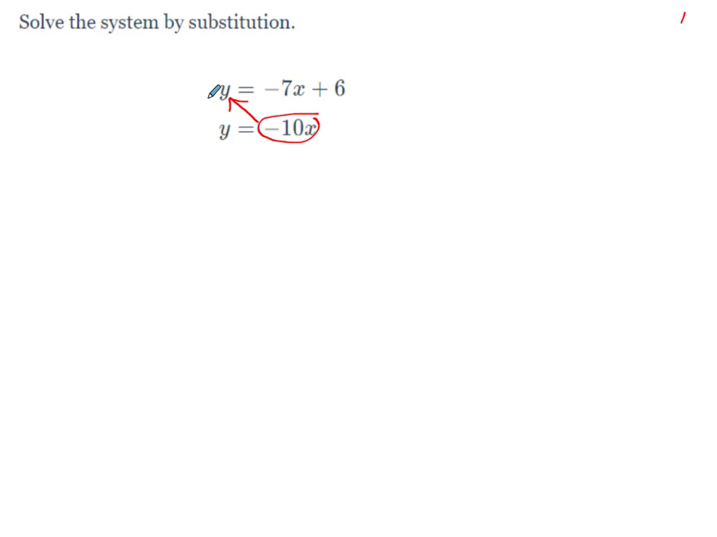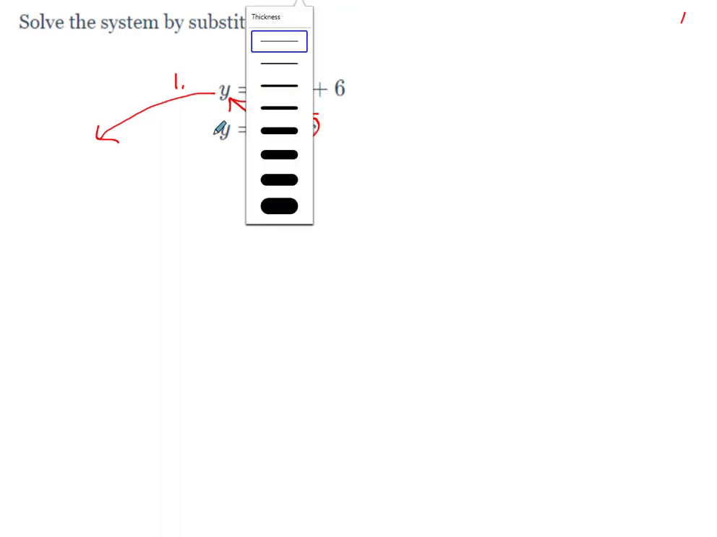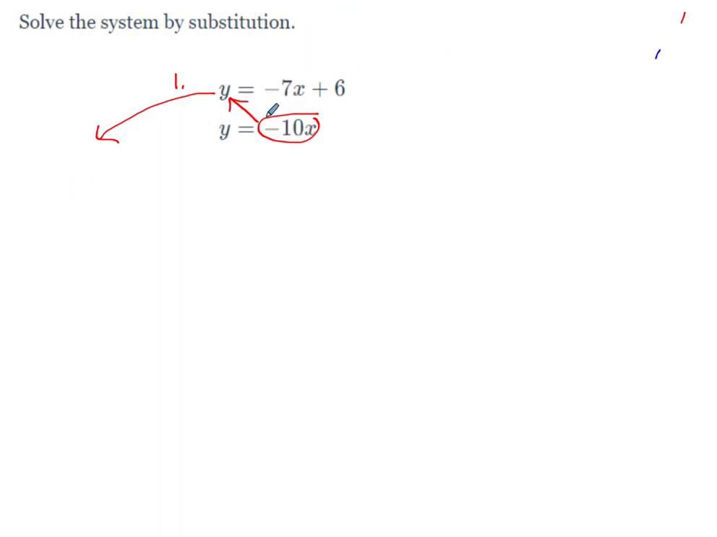for y right there. So that's step number one, just identify an equation that has the variable isolated. Step number two now is I'm going to rewrite it, and take this negative 10x and put it in here. So I would have negative 10x, where the y used to be, is equal to negative 7x plus 6.